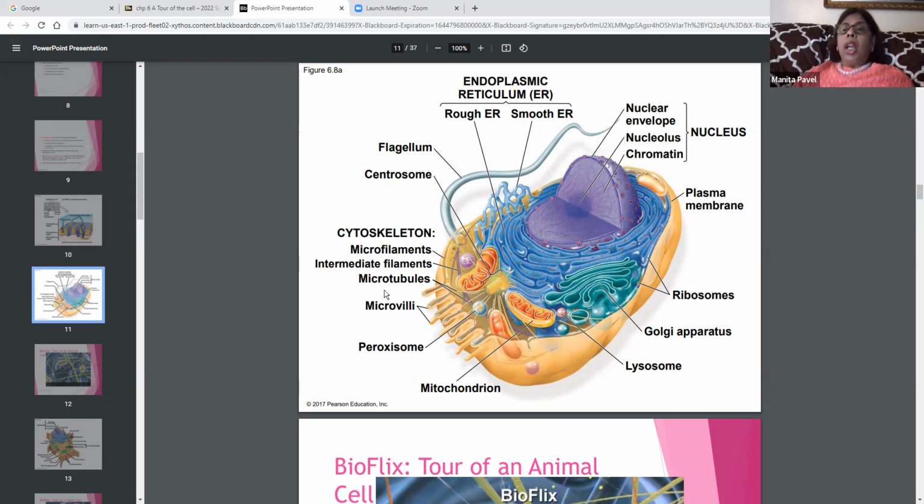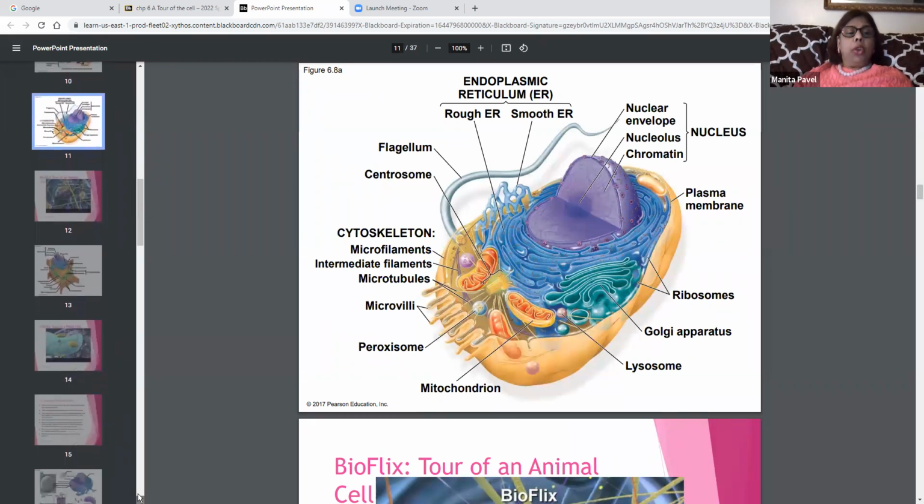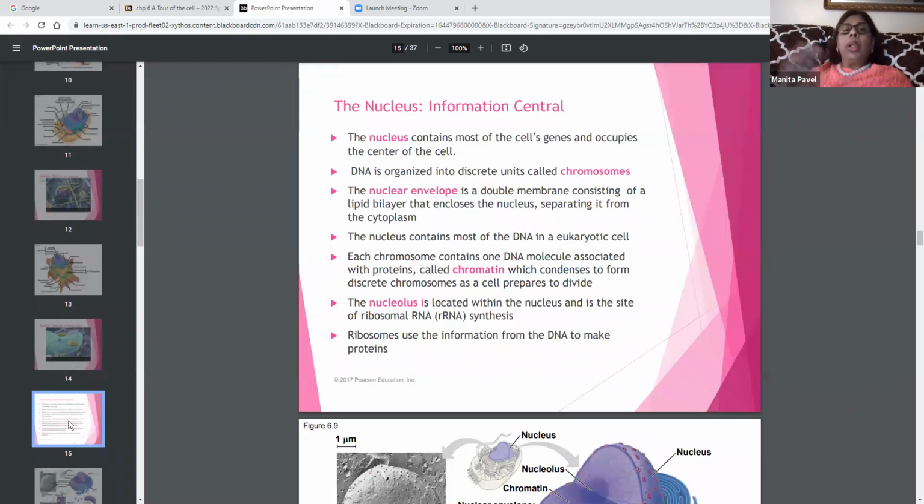So these are the main differences in terms of organelles between an animal cell and plant cell. So now let's go to looking at the slide which is going to tell us about the nucleus of the cell. The nucleus is called the control center of the cell. Why? Because it has all the information necessary to control the activities within the cell.